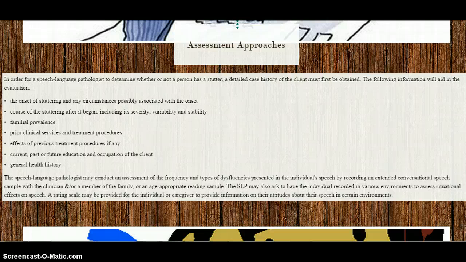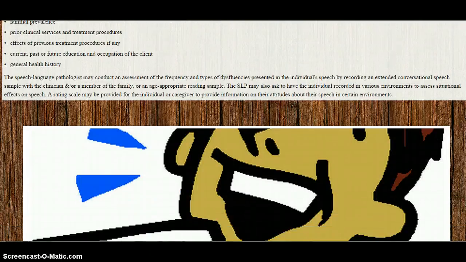Now, the SLP may conduct an assessment of the frequency and types of disfluencies presented in the individual's speech by recording an extended conversational speech sample with the clinician and/or member of the family, or an age-appropriate reading sample. The SLP may also ask to have the individual recorded in various environments, such as a school, in a home, out with friends, just to assess situational effects on speech. A rating scale may also be provided for the individual or the caregiver to provide information on their attitudes and their feelings about their speech in certain environments.